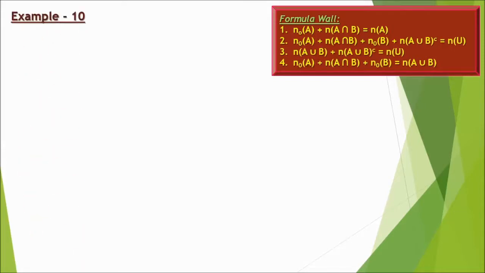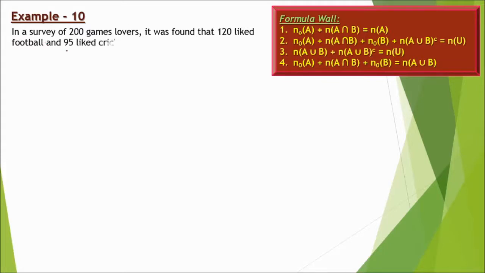Example 10. You can see the question on your screen. In a survey of 200 game lovers, meaning people who like certain games, it was found that 120 like football and 95 like cricket.